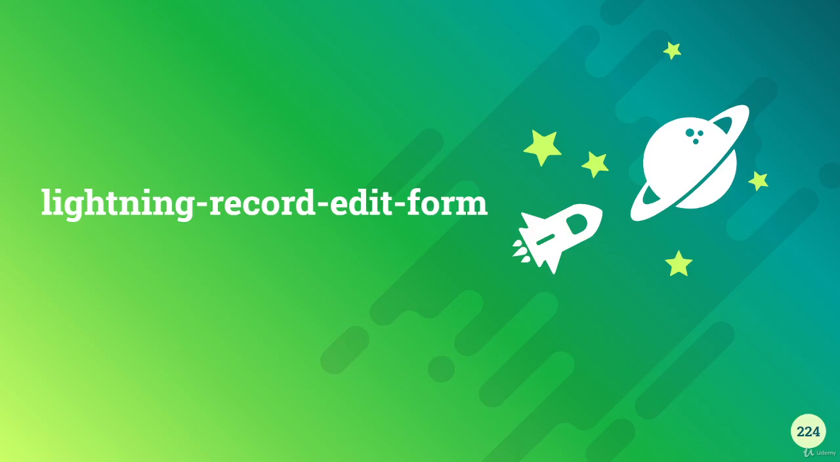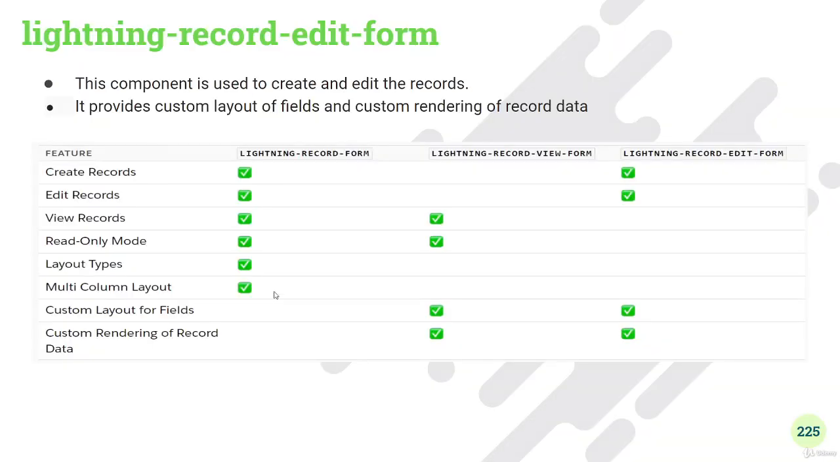In this video, we'll learn Lightning Record Edit Form, the third type of our base Lightning component. This component is used to create and edit records as well. The only benefit of this type of form is that you can customize the layout, and you can create and edit the record. If you don't want customization, the only option you should go with is the Lightning Record Form. When you need customization that can help you create and edit the record, then you will go with the Lightning Record Edit Form.